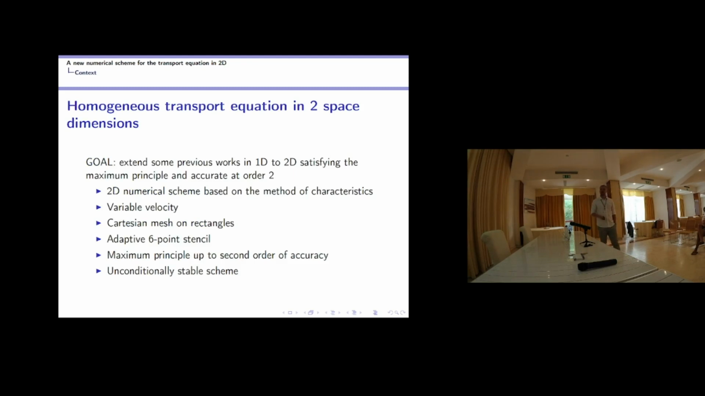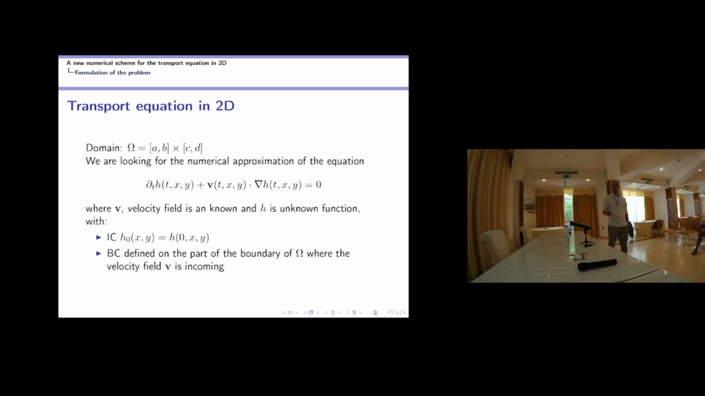So our goal is to extend some previous works in 1 dimension to 2 dimensions, satisfying the maximum principle. This scheme is based on the method of characteristics. We will use variable velocity on a Cartesian mesh, which contains only rectangles. We will use 6-point stencils to reach order 2, polynomial of order 2. And I will explain later why this scheme is unconditionally stable.